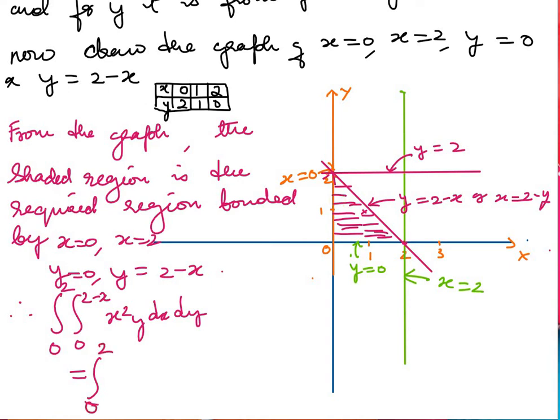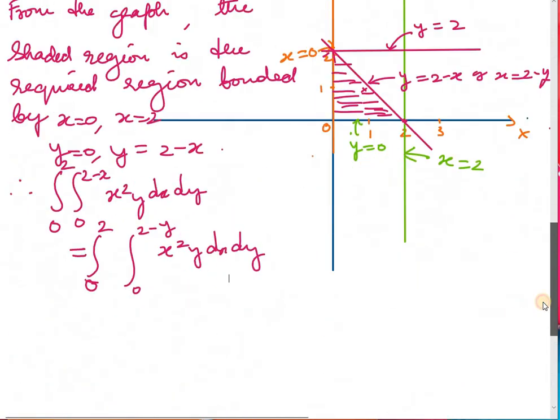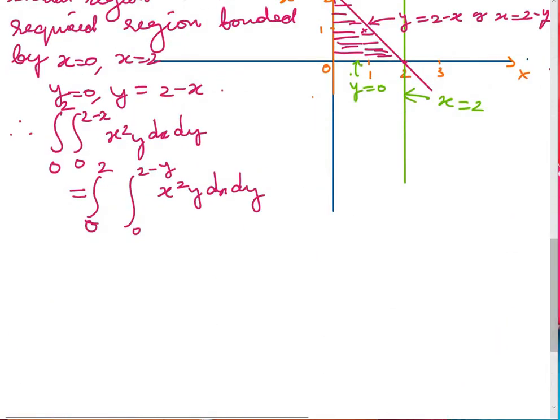0 to 2. And the limit of integration for x will be from left to right. On the left side, it is bounded by this y-axis, which is represented by x is equal to 0. And to the right, it is bounded by this line y is equal to 2 minus x. But when you express x in terms of y, you'll get it as 2 minus y. So the limits of integration for x will be from 0 to 2 minus y, then x square y dx dy. So here we need to find out the value of this one.